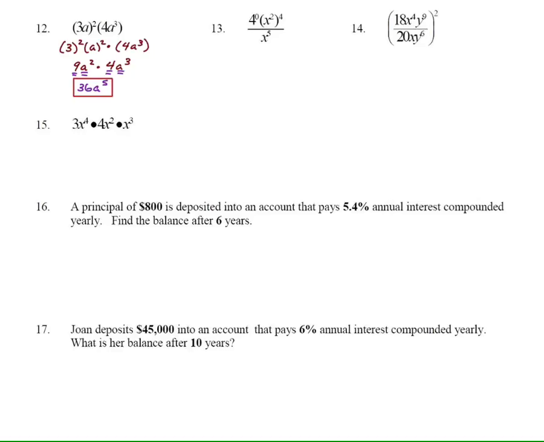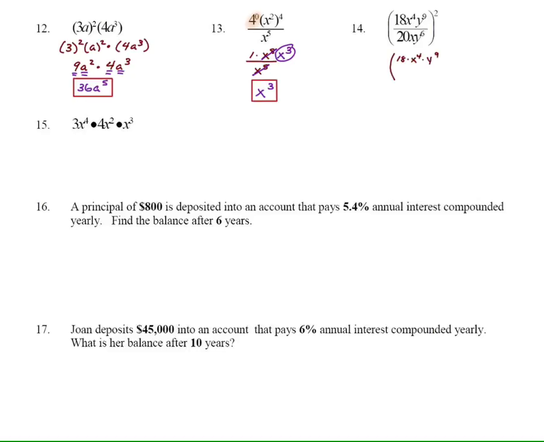Number 13, I have a little bit going on in the numerator, so the first thing I would do is notice I have 4 raised to the 0 power, and that's going to be 1. And then I have x squared raised to the 4th, which would be x to the 8th. You would multiply those exponents, all over x to the 5th. And then I would reduce 5 x's in the bottom from 5 x's in the top, leaving 3 x's in the top. So I'm left with just x cubed as my final answer.